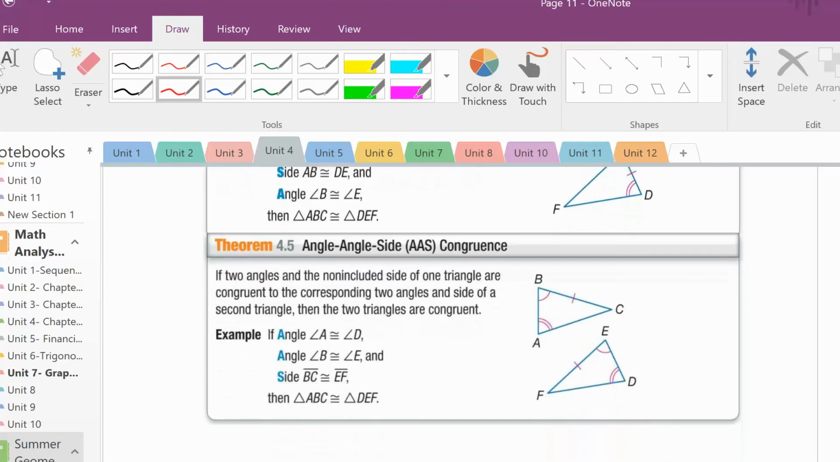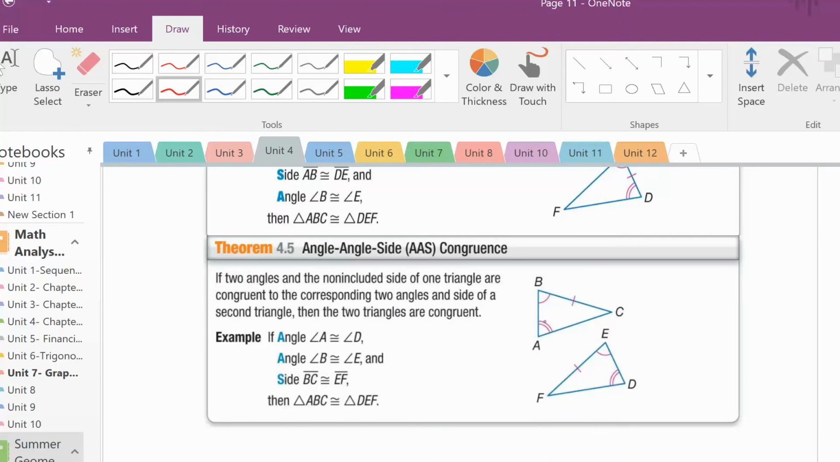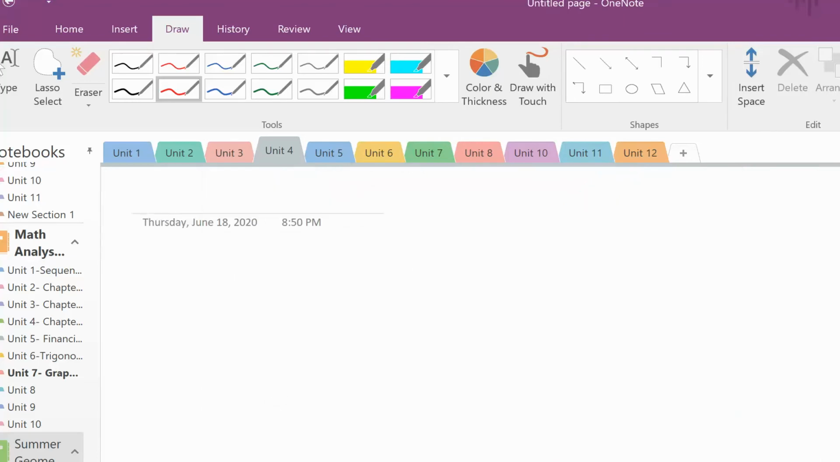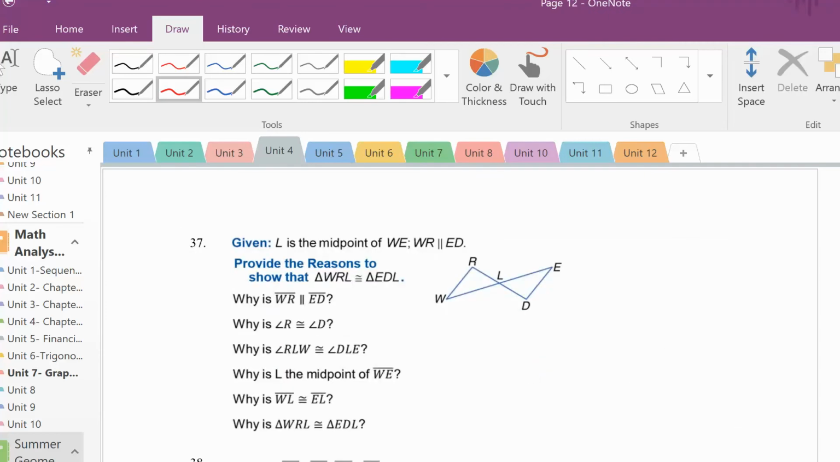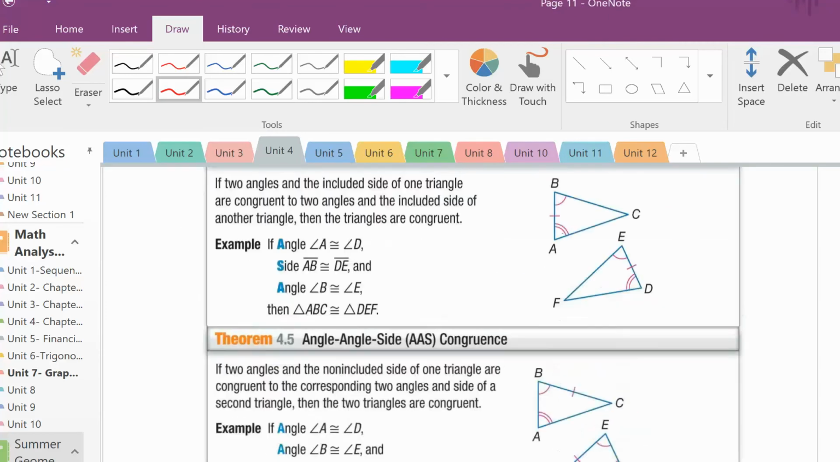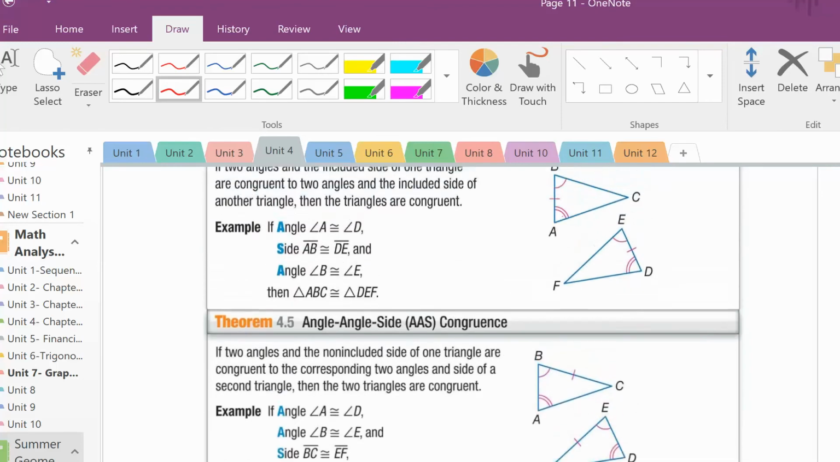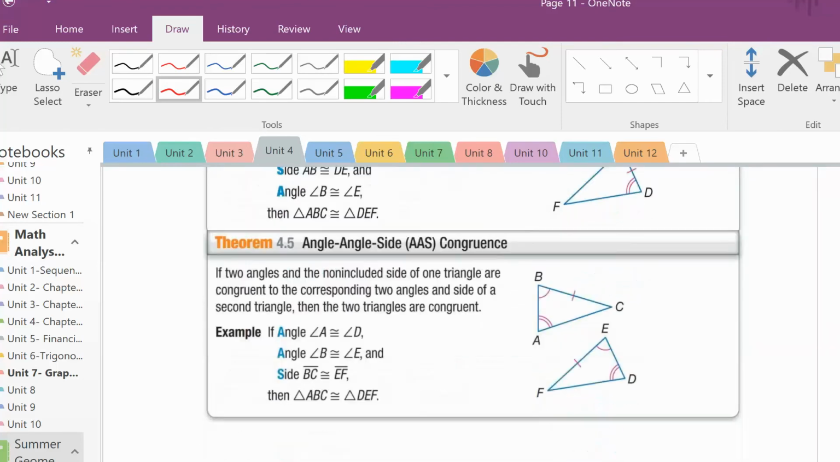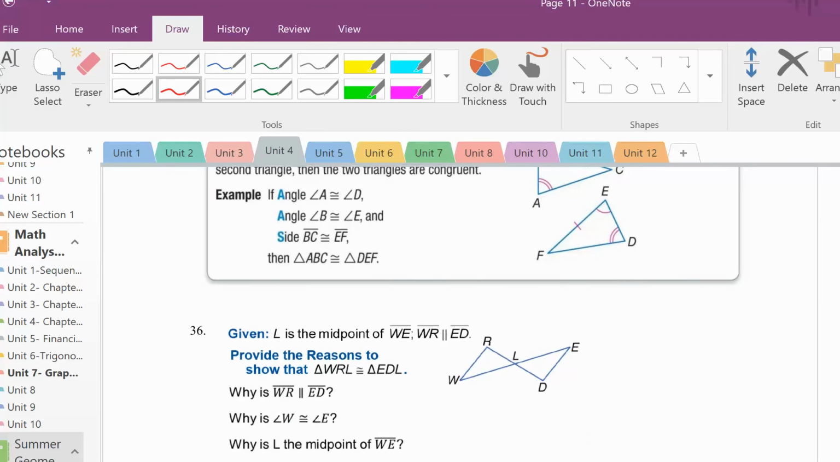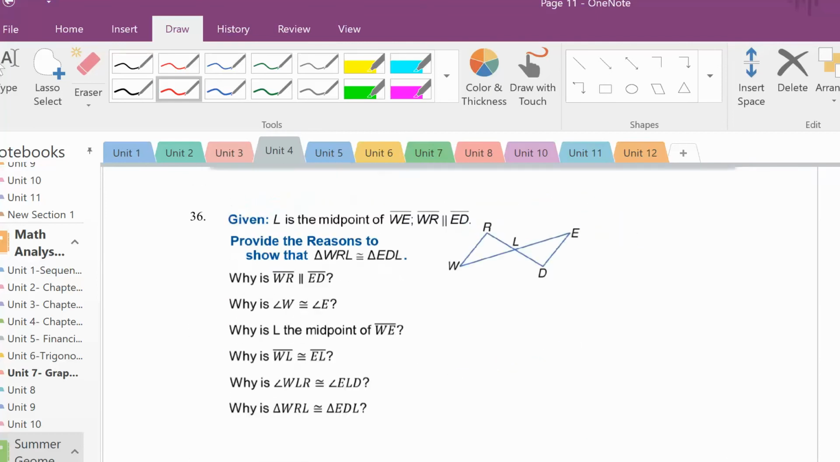And then there is angle, angle, side, where it is two angles and the non-included side. So that's the difference between angle, angle, side and angle, side, angle: the side is included in angle, side, angle. It's between them, whereas in angle, angle, side it is not. So let's look at an example here.